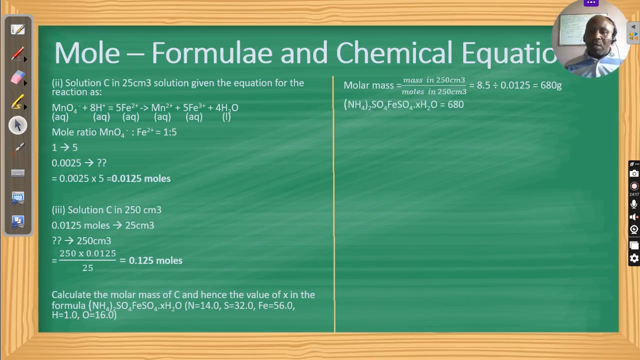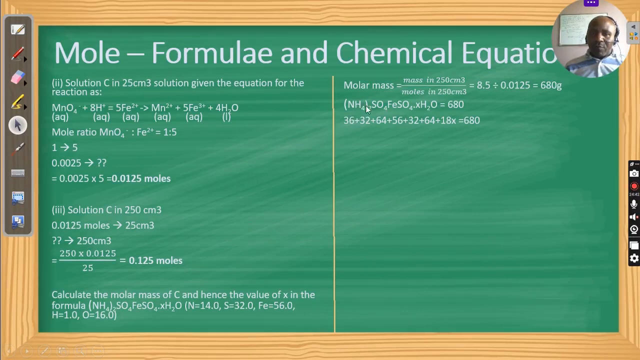From here, you can determine the value of x, because now you know the molar mass of N, of H, of S, of oxygen, of iron: (NH4)2 Fe(SO4)2 . xH2O. So now you replace each one of them with their molar mass, and where there are brackets, you multiply.